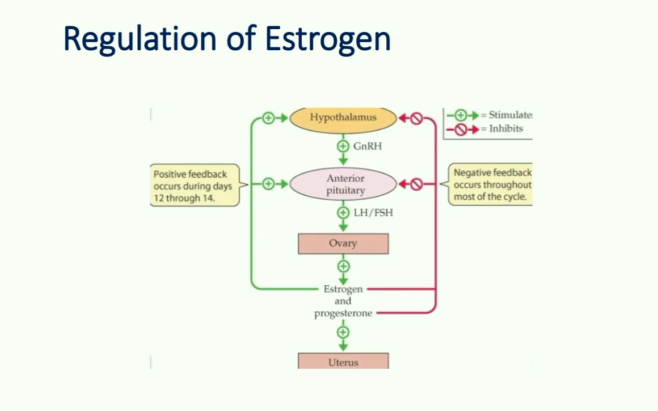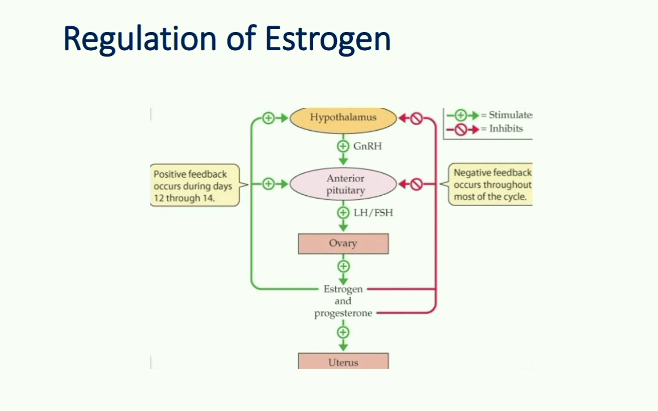Now next comes the regulation of estrogen. As I have discussed earlier, estrogen has both positive and negative feedback effects over the pituitary and hypothalamus. But most of the time the feedback is negative. During the LH surge, it has a positive feedback effect which causes more LH secretion and causes the LH surge, but apart from this, most of the time it has a negative feedback effect.